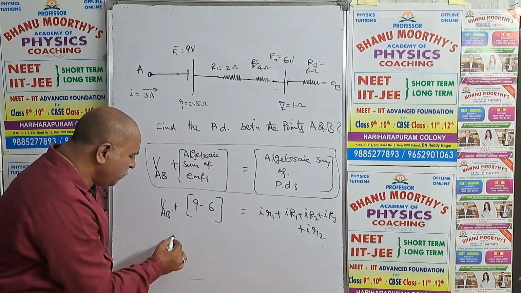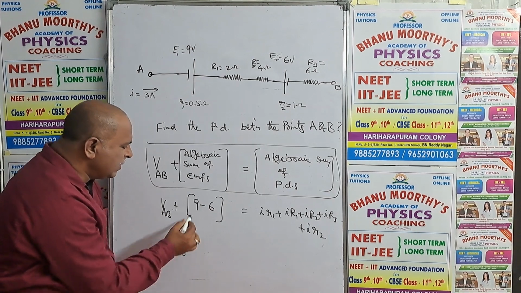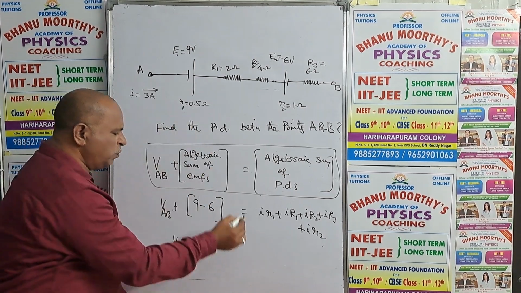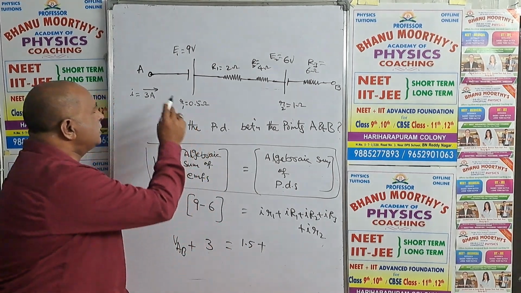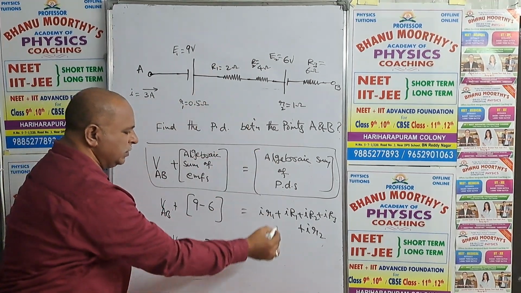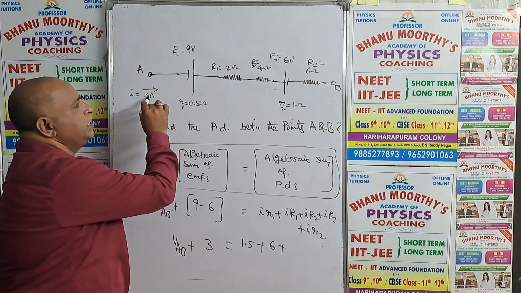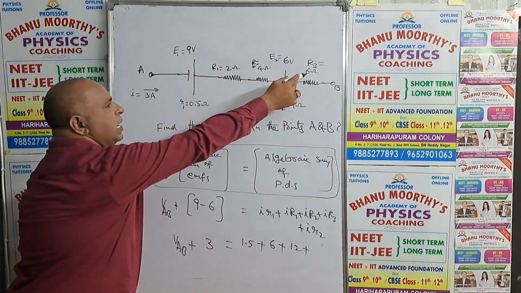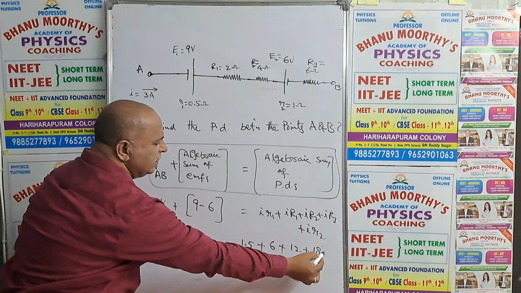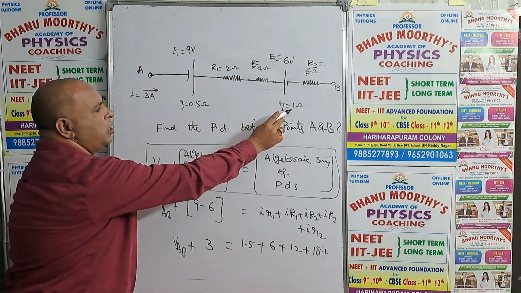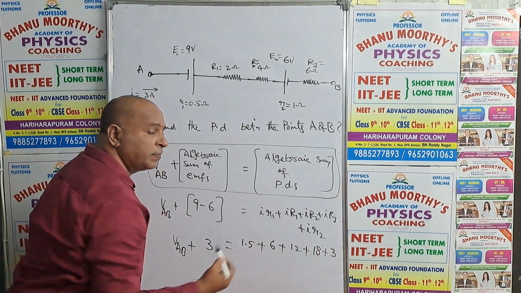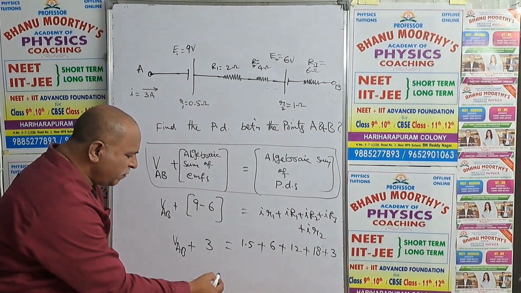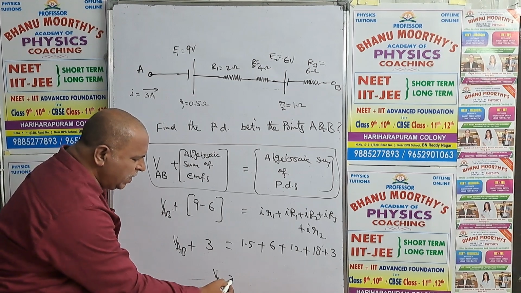Now VAB: plus 9 minus 6 is 3. I into small r1 is 1.5, plus I into R1 is 6, plus I into R2 is 12, plus I into R3 is 18, plus I into small r2 value is 3. All the symbols are given there in the diagram. So finally we can get out VAB equals to.